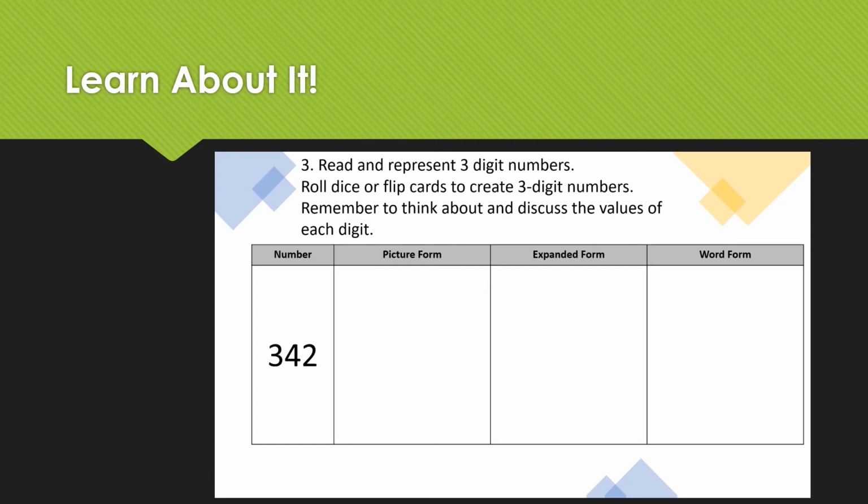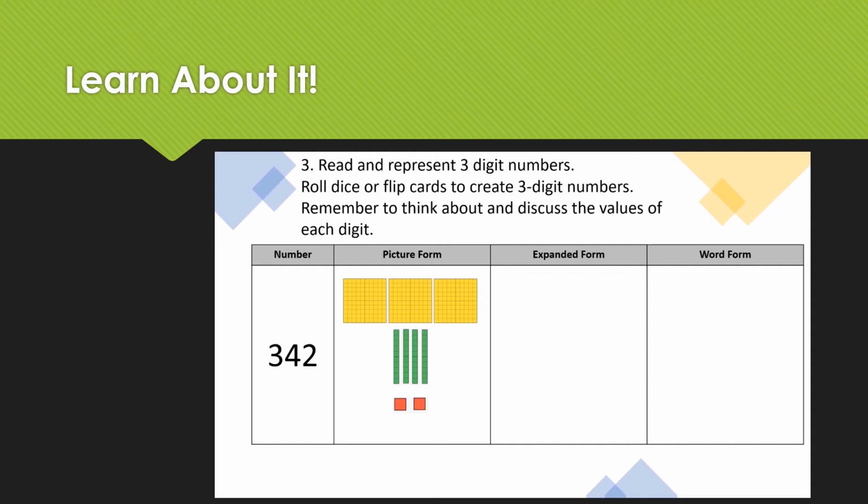Let's take a look. In a picture, I'm going to represent the 300, since there's a 3 in the hundreds place, as 3 flats. Then I'm going to represent the 4 in the tens place as 40, with 4 rods. And then I'm going to represent the 2 in the ones place as 2 units. So my picture shows 342. This can help me also write my expanded form because I'm going to write each place value by itself.